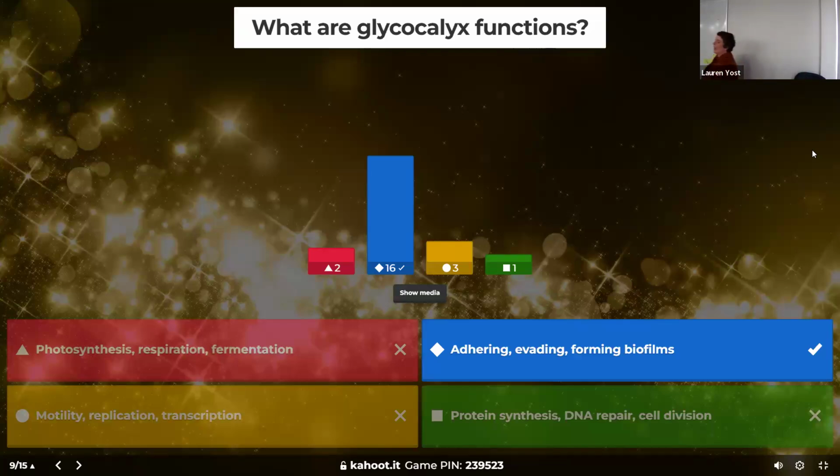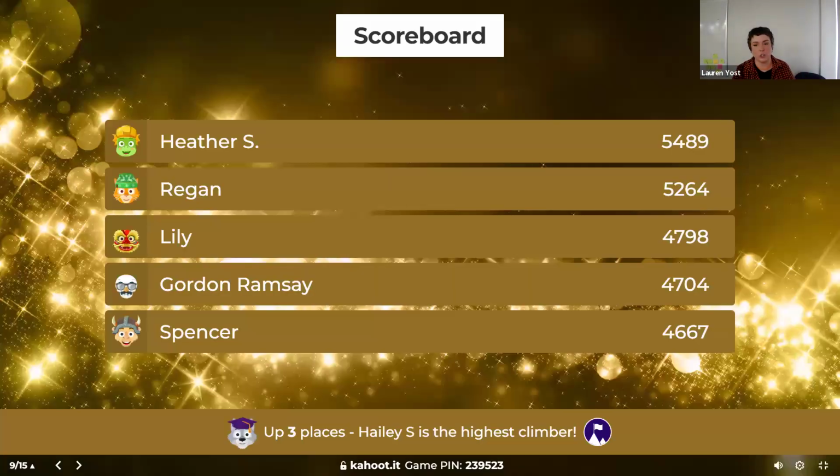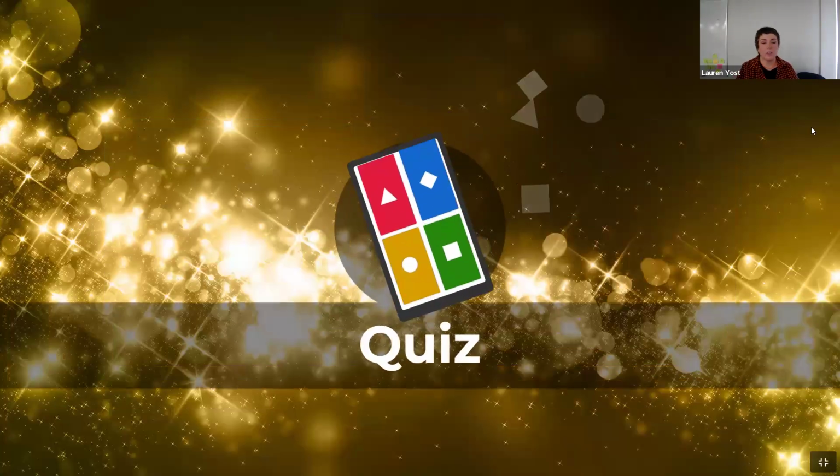All right, so our glycocalyx functions. Remember, glycocalyx, sugar coating. This includes our capsules and our slime layers. This is for adhering to surfaces, evading phagocytosis, and forming biofilms. When we look at our other choices, photosynthesis, respiration, fermentation, this is mostly going to be occurring in our mitochondria and our chloroplasts. Our motility, replication, transcription, those are completely different things. So that's not going to occur with just one particular thing. Protein synthesis, DNA repair, and cell division, kind of relating to making copies of the cell, but that's not what the glycocalyx does for us. That's our sugary coating.